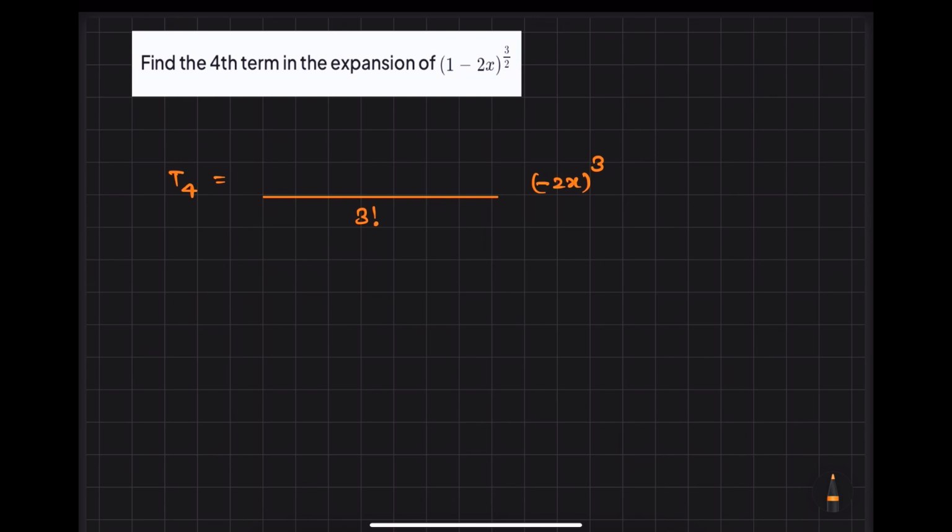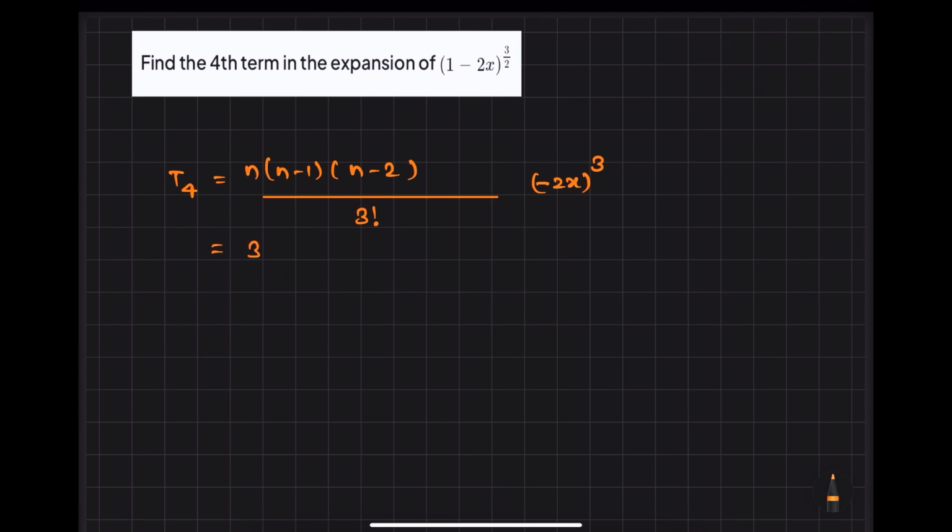Correct? And the numerator will become n minus 1. Sorry, it starts from n. So it will start from n, then n minus 1, n minus 2, three things only. Okay, so let's open this bracket.